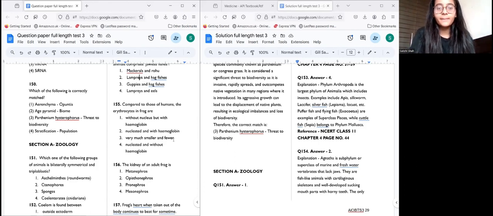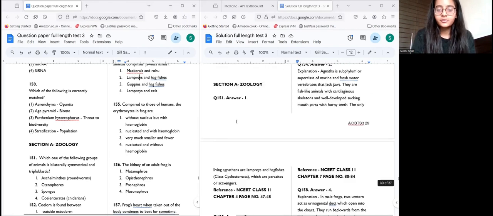So 155, compared to those of humans, the erythrocytes in frogs are... What is erythrocytes? Erythrocytes are RBCs. How are the RBCs of humans? They are biconcave discs, right? Do they have a nucleus or do they not have a nucleus? They do not have a nucleus, right? But what is the difference with that of frogs? Frogs have a nucleus, right?